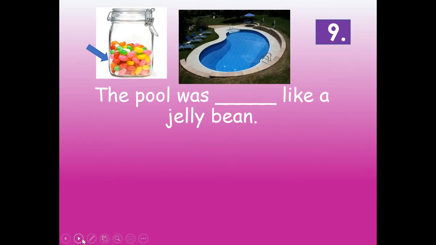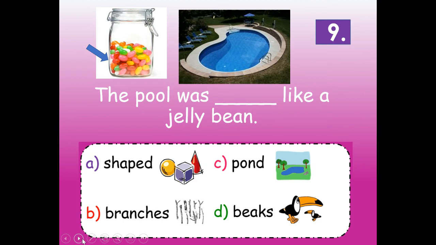Number 9. The pool was blank like a jelly bean. Is it the pool was shaped like a jelly bean? The pool was branches like a jelly bean. The pool was pond like a jelly bean. Or the pool was beaks like a jelly bean. The pool was shaped like a jelly bean.